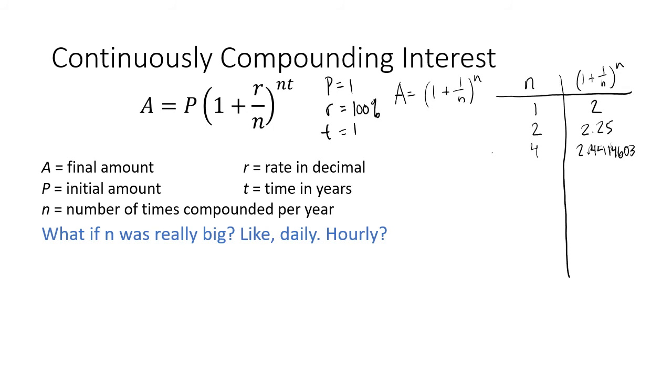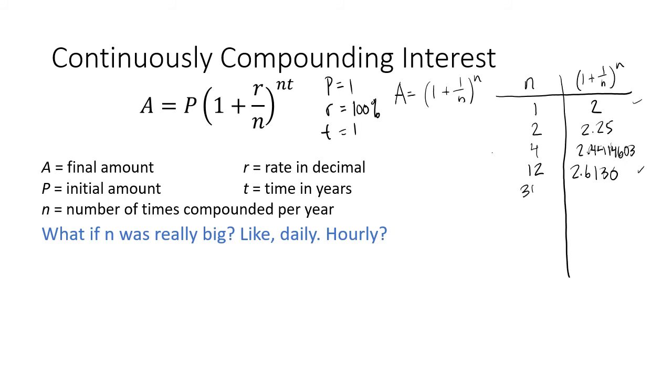If we said the compounding interval is monthly, that would be 12, right? So n would be 12, and we plug in 12, we get 2.613. So that's great. We started off by doubling our money, and now we're doing significantly better than just doubling it.